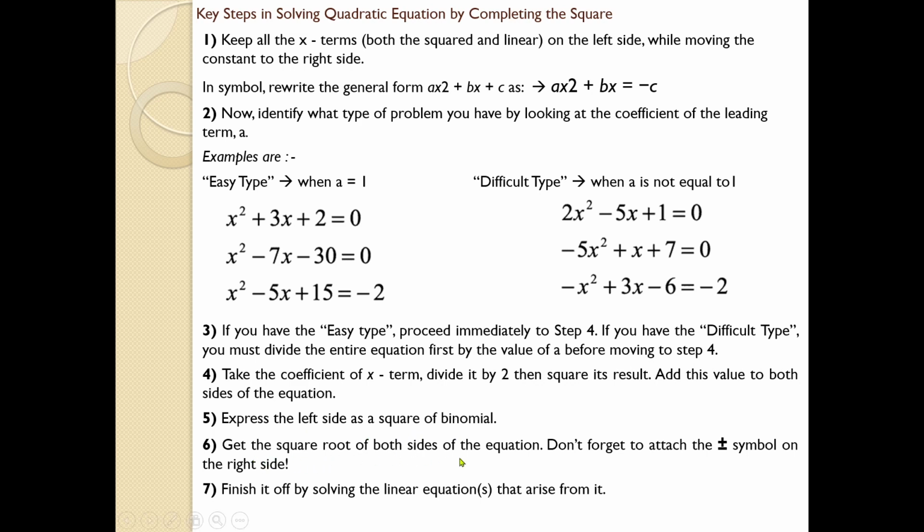Get the square root of both sides of the equation. Once you add that squared value on both sides of the equation, take the square root of these two sides, this side as well as this side. But don't forget to attach the plus or minus symbol on the right hand side. Here you have to bring this plus or minus symbol also. Now solve that computation and you will get the answer.